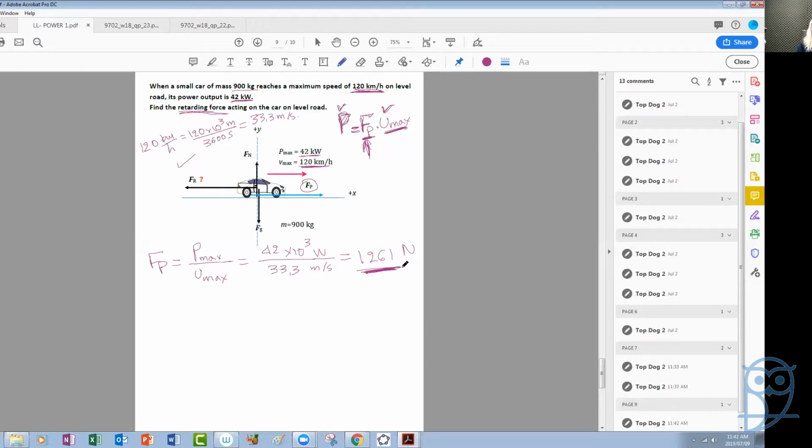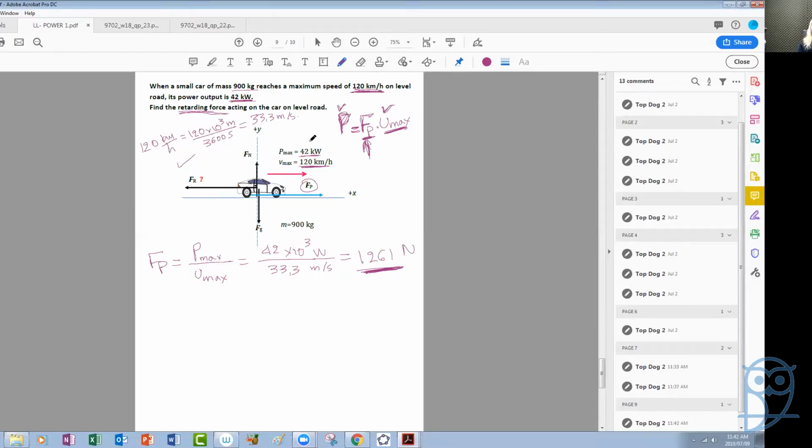Now, we don't want the propelling force, we want the retarding force. How do we find the relationship between those two forces? By understanding the motion of the car. Does the car accelerate now, or does it move at constant velocity? Let us read carefully. When a small car of mass 900 kilograms reaches a maximum speed of 120 kilometers per hour on level road, its power output is 42 kilowatts.